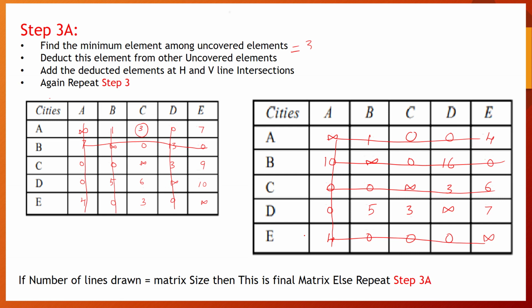In step 3, first we find the minimum among the uncovered elements. Here we got 3. Then we deduct this element from our other uncovered elements. Here we have done the same procedure. After that we add this minimum element at the cross sections. Here the cross sections are 7, infinity, 13, so we add them. So we get this matrix. On this matrix again we perform the step 3 check, crossing the lines horizontal and vertical. Here we can see that we have 5 lines. So the number of lines drawn is equal to the matrix size, and from here we can go for step 4.